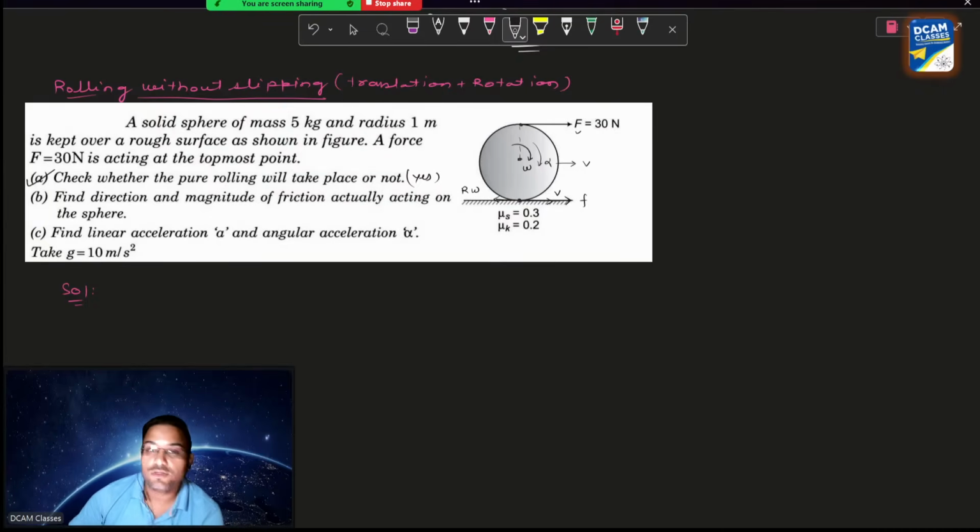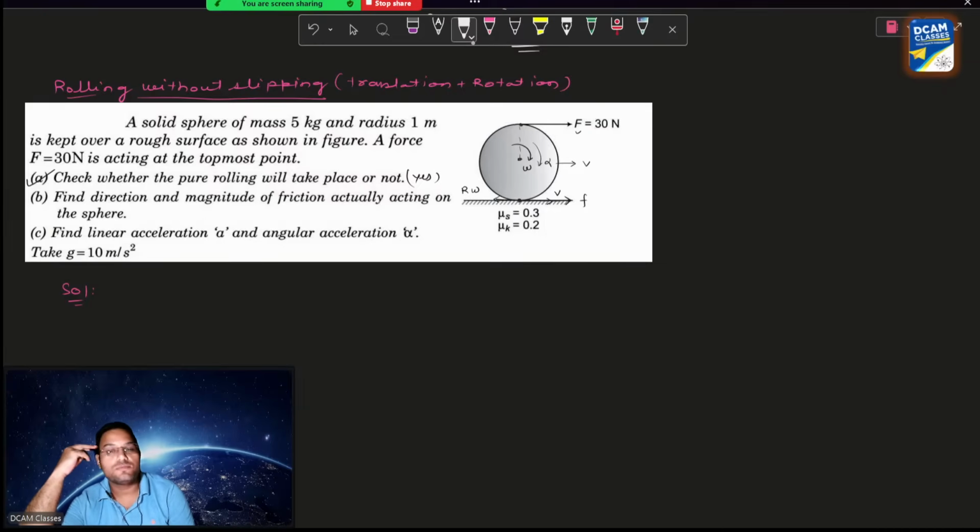So for finding out the magnitude, how will we do it, for pure rolling they are asking. So we'll frame the equation. V equal to r omega condition we have to apply, but you can also apply the other one, a is equal to r alpha. Now I will solve and show.